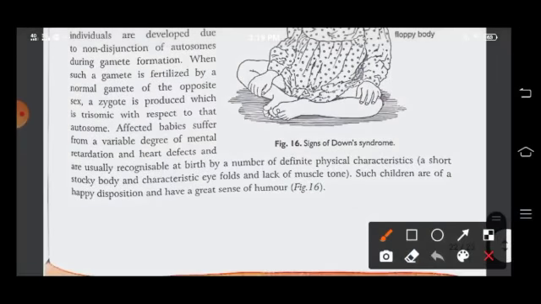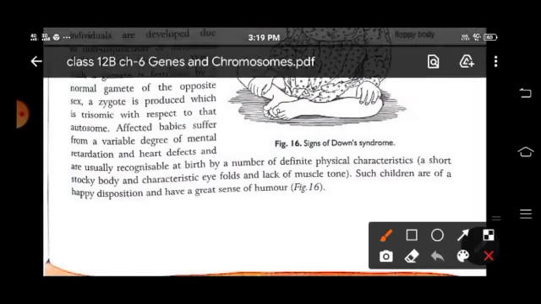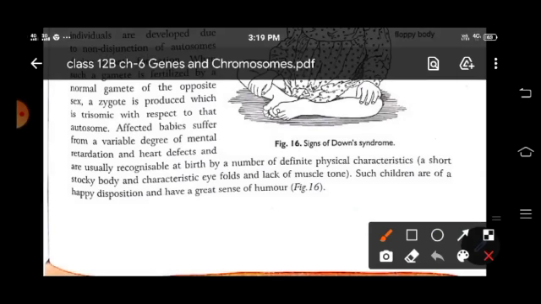Now, affected babies suffer from a variable degree of mental retardation and heart defects, and are usually recognizable at birth by a number of different physical characters. Now, such children are of a happy disposition and have a great sense of humor.